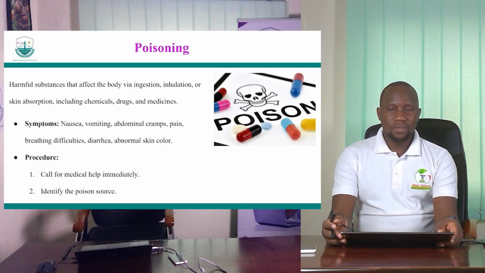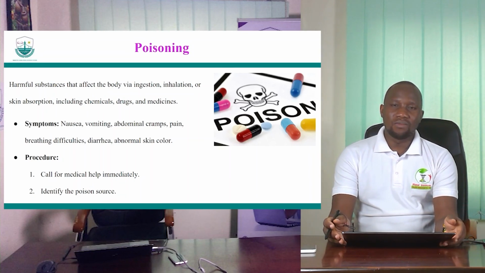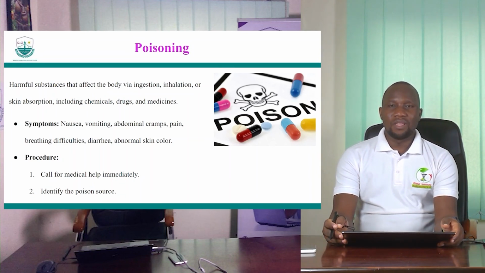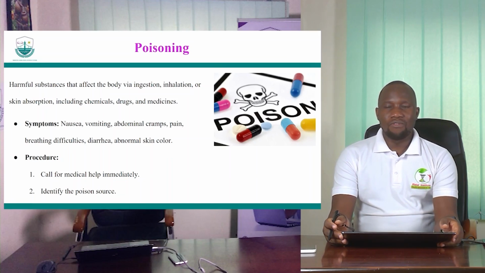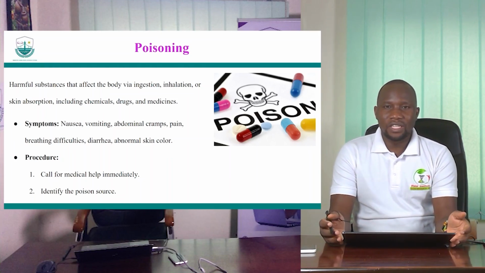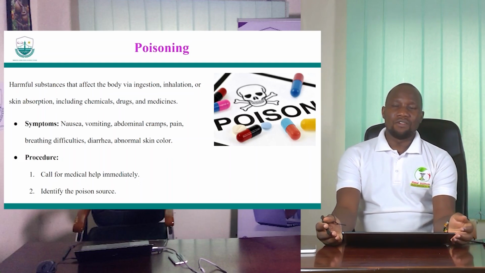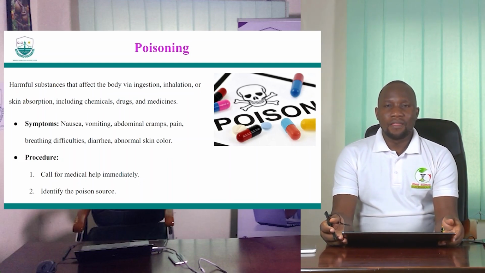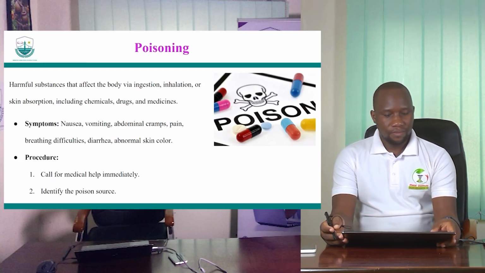So for poisons, call for medical assistance promptly and take the person to the health facility. In some cases it could be someone who wants to commit suicide, so they take poison. If you know the poison, or if you suspect that there's a container that contains the poison, then you take it together with the patient to the health facilities so that the health workers can know what medication to give.